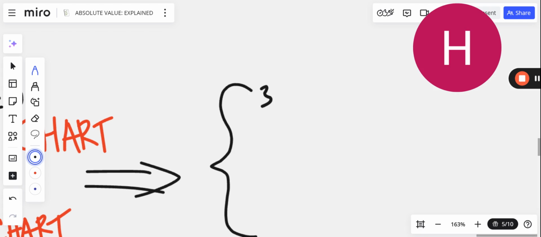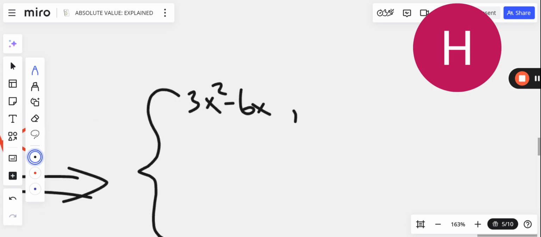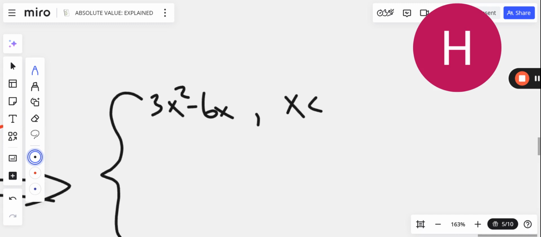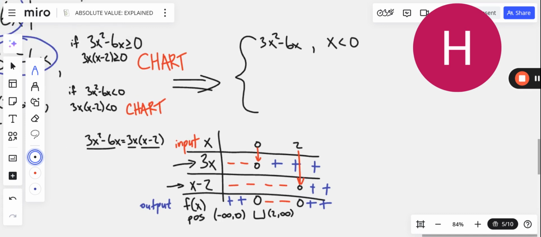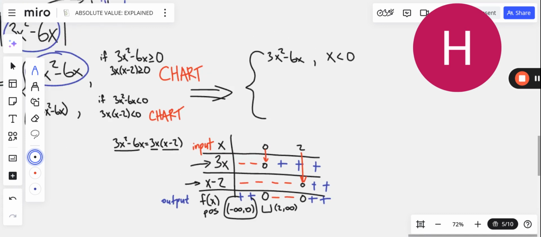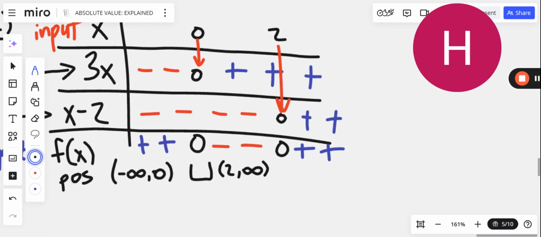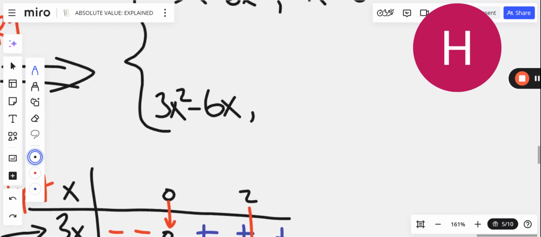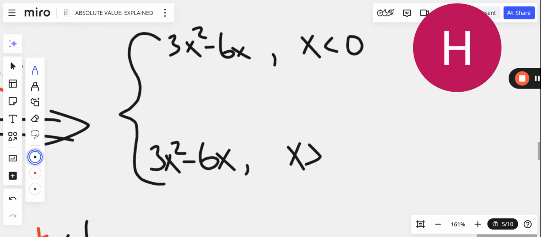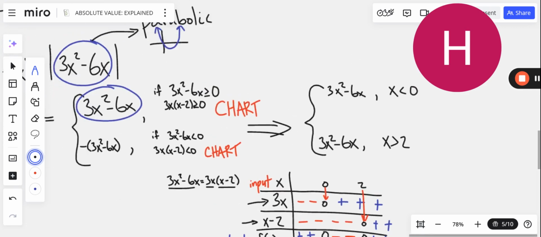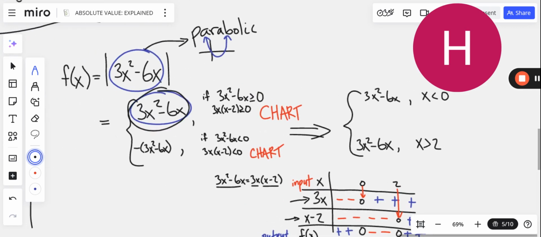It's going to be normal 3x squared minus 6x, not going to be messed with, as long as x is less than 0, right? That's what this first one means, from negative infinity to 0, no brackets. But it's also going to get kept the same if it's positive when x is greater than 2. So anything bigger than 2, and this function is not going to get flipped because it's positive value.